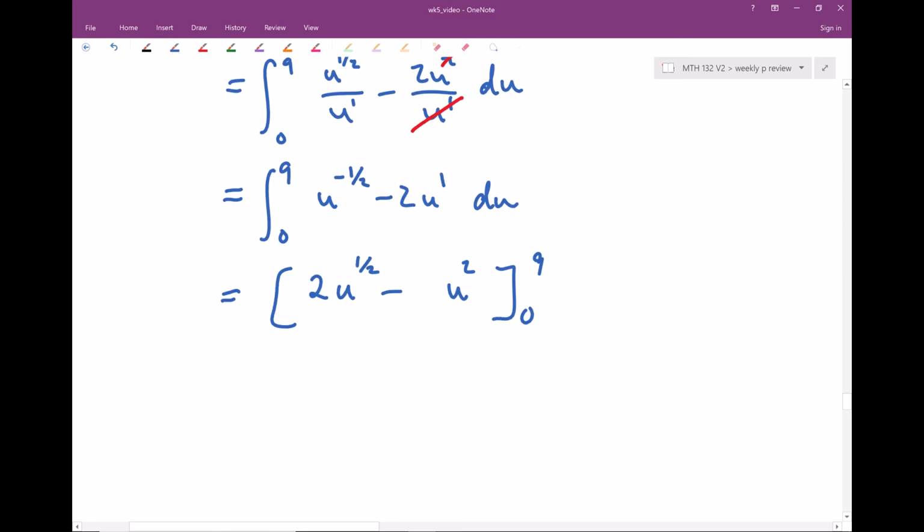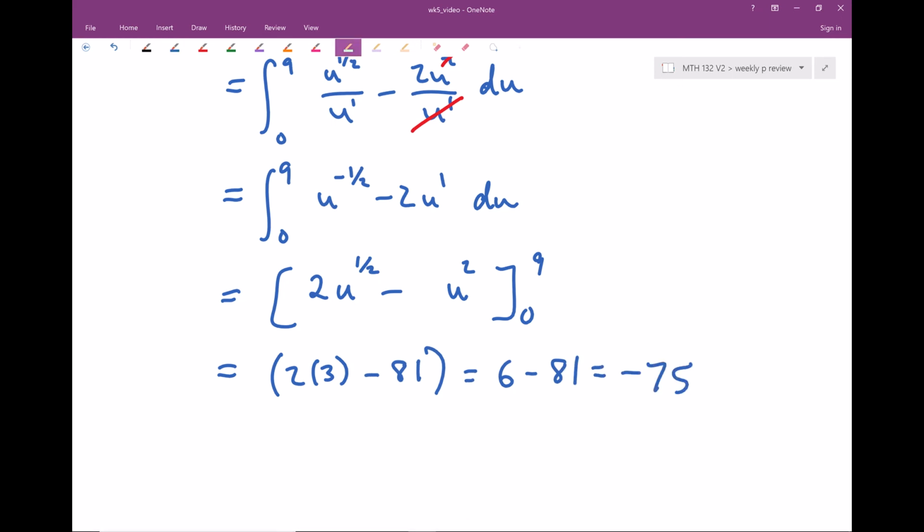All right, and evaluate this from 0 to 9. So if I plugged in 0, I'd get 0. If I plugged in 9, I would get 2, and the square root of 9 is 3, minus 9 squared, that's going to be 81. And again, if I plug in 0, I just get out 0. So this is going to be 6 minus 81, so probably negative 75 at the end of the day. So this definite integral evaluates out to negative 75.